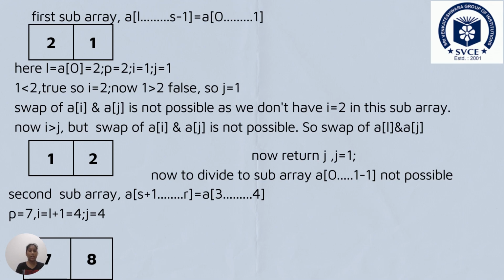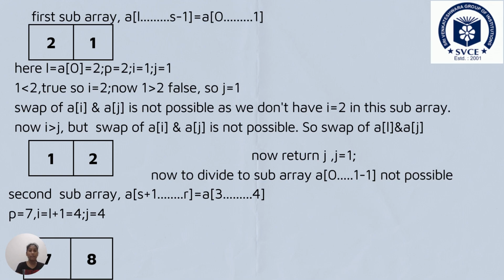Here the pivot element is 2, and L is 0, R is 1. I is nothing but L plus 1, that is 0 plus 1, 1. J is nothing but R, so J is equal to 1. Is 1 less than 2? True. So I will become 2. Now, is 1 greater than 2? False. So J will become 1.